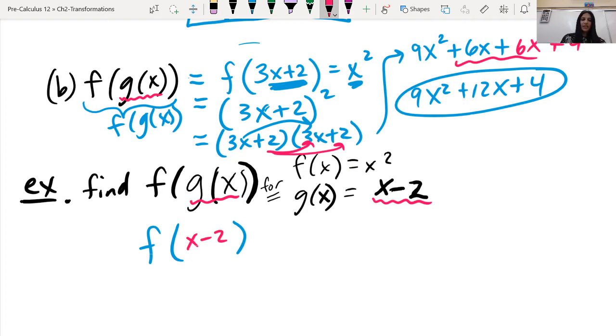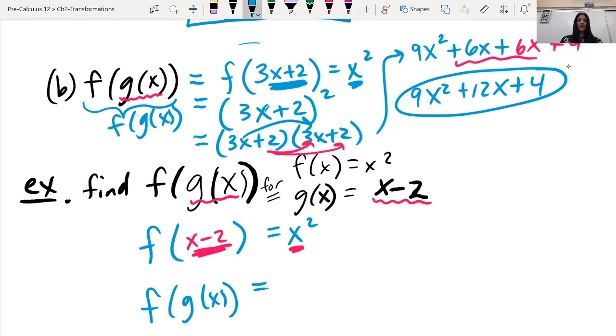And if that's the case, well, x minus 2, this whole thing would be equal to x squared, but it's not x. My x is being replaced by this x minus 2. So my f of g of x, when I put the whole thing together, would be what was x squared, but I'm plugging or substituting in the x minus 2 into it. So it's x minus 2 squared.